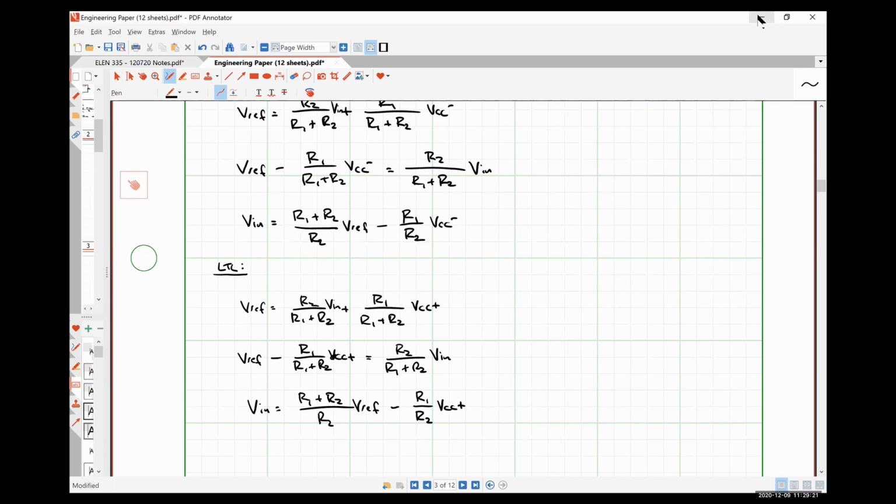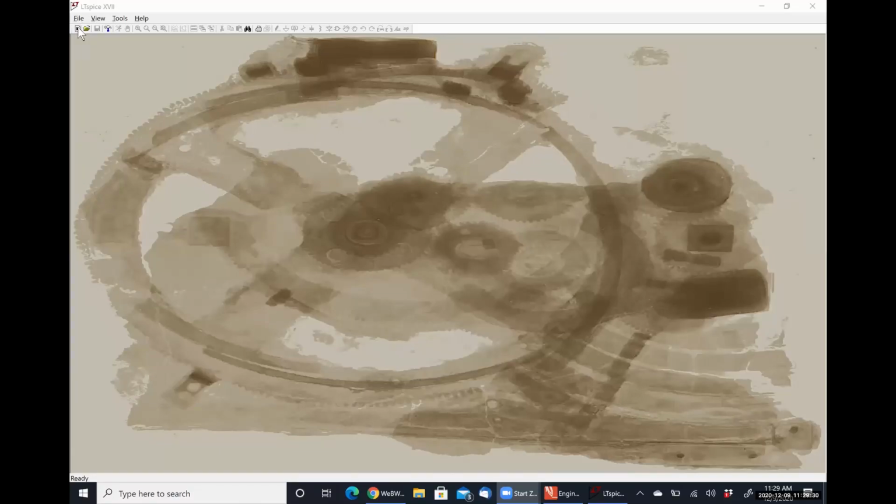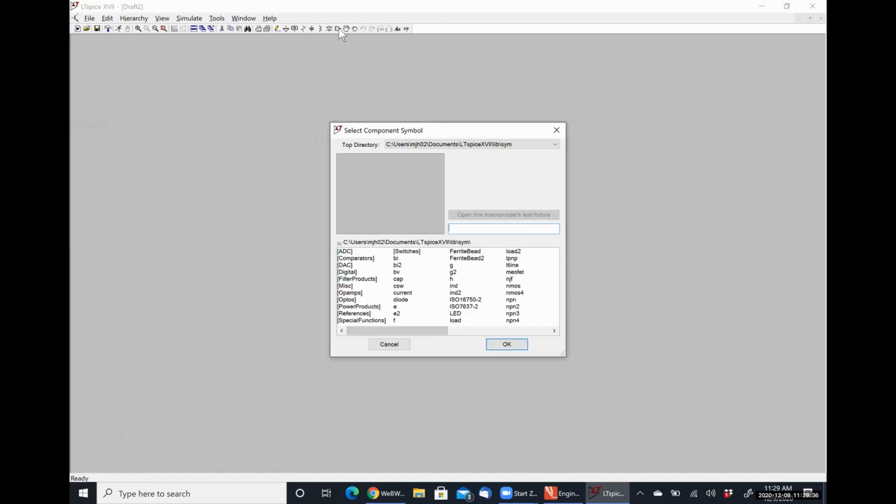Says my screen sharing is paused, which means I'm sharing my screen in the wrong way. Share screen. All right. Turn this guy on.